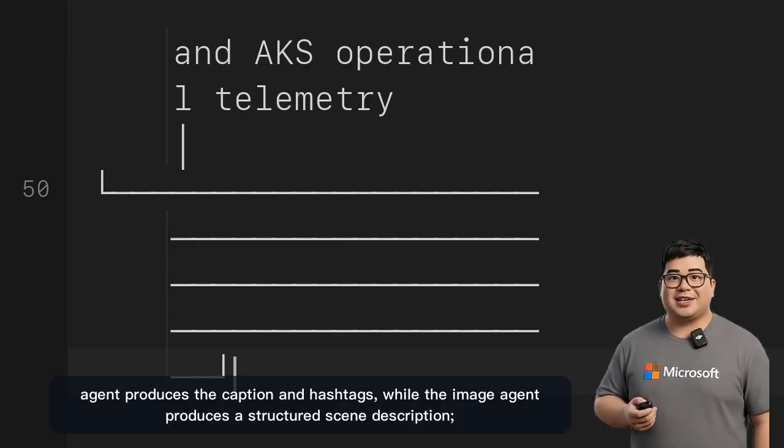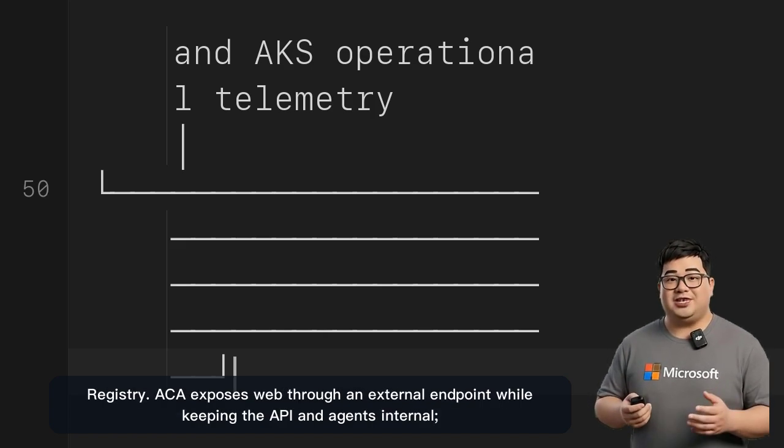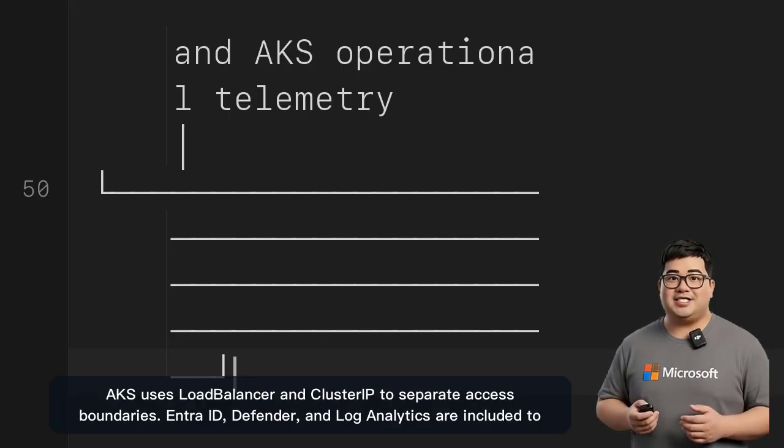The content agent produces the caption and hashtags, while the image agent produces a structured scene description. Both use the GitHub Copilot SDK with GPT 5.6 Sol. At the deployment layer, all four images are pushed to Azure Container Registry. ACA exposes web through an external endpoint while keeping the API and agents internal. AKS uses LoadBalancer and ClusterIP to separate access boundaries.